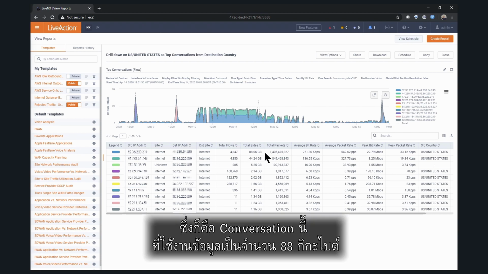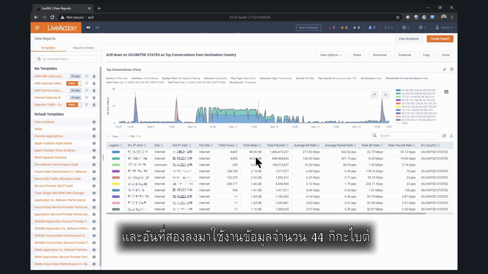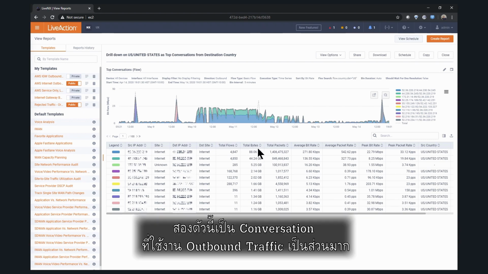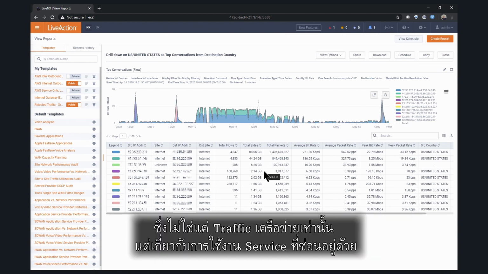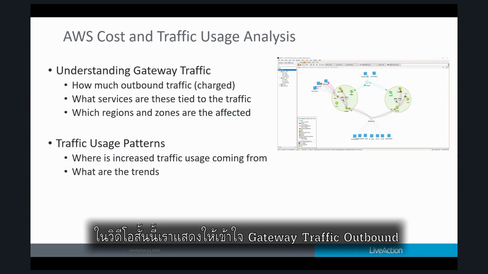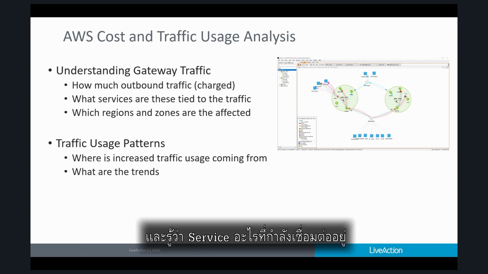So it's actually this particular conversation, it's 88 gigabytes of data, and the second one down is 44 gigabytes. So these two are the majority consumer of that outbound traffic. But this really gives you an idea of the consumption, not just of the network traffic, but consumption of services that it's hitting.